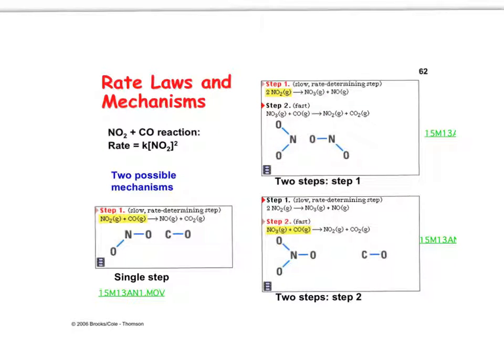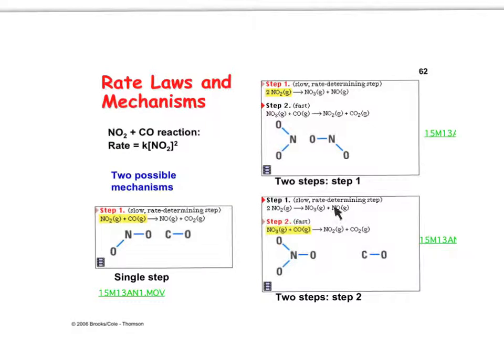Here's another example where there's two possible mechanisms for a reaction between nitrogen dioxide and carbon monoxide. The first is just a single step, as in they react, and that's it. The second is the creation of this intermediate here, and then the consumption of it here by the carbon monoxide, right?